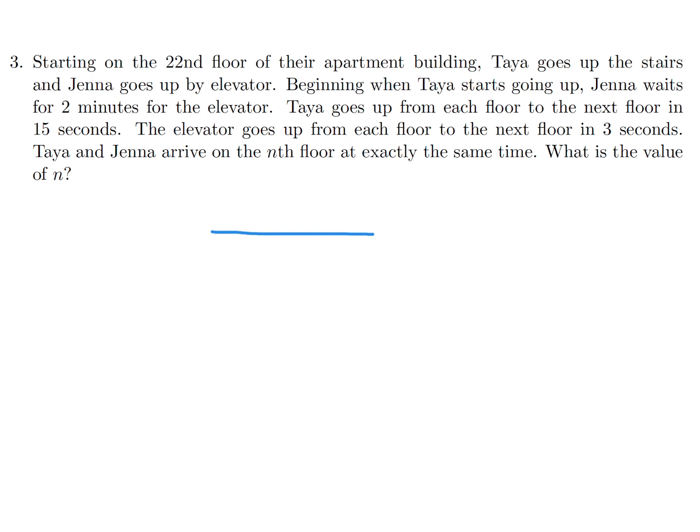Okay, so there's this 22nd floor and both of them are going up, but one's, I believe, taking the stairs and one is taking the elevator. So Jenna, she waits 2 minutes and then she goes up 3 seconds at a time for each floor. So if the floors are represented by k, it's 3k, where k is in seconds, so I've got to convert that 2 minutes to 120 seconds. And then Taya is 15 seconds, right? Yeah, 15. And she's walking up the stairs, so hers would be 15k.